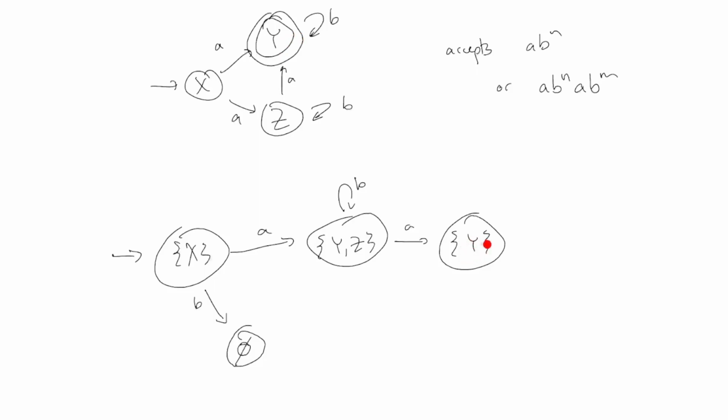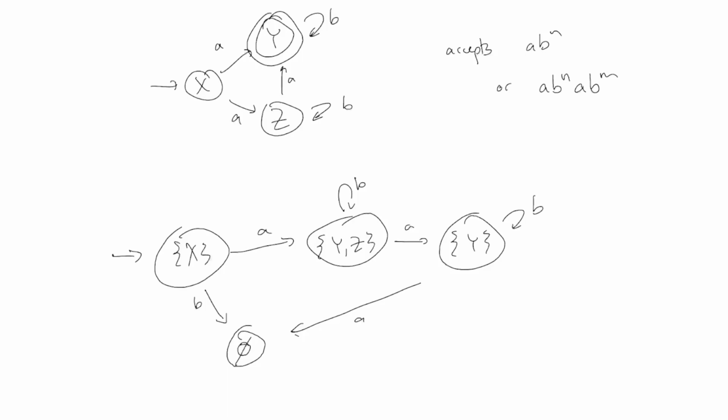Yeah, the A arrow from Y goes nowhere. There is no A arrow. So the down here, that means it goes to the empty set. Okay, and the B arrow from Y, you can go back to Y with a B and nowhere else. So that is like this. And this is pretty much it.